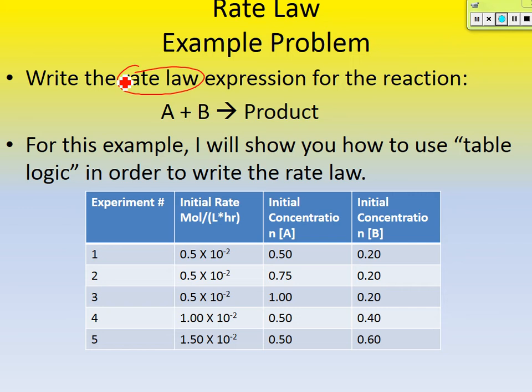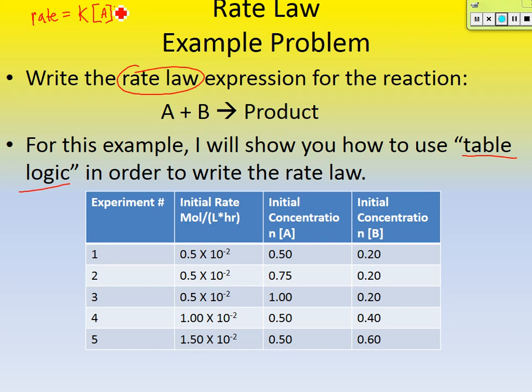That's what I call it. We're going to use table logic. You might hear me say that a few times in order to write the rate law. Before we start, I think you guys have a good idea of how to write a rate law. I want you to write this down. This is the rate law. Rate is equal to the rate constant times the molar concentration of A, because we have a reactant called A, and my other reactant is B.